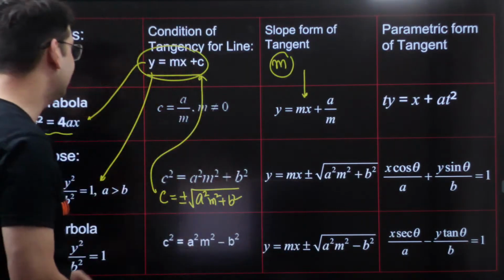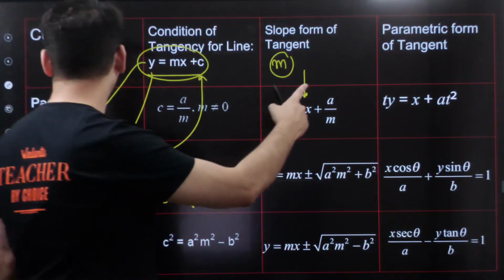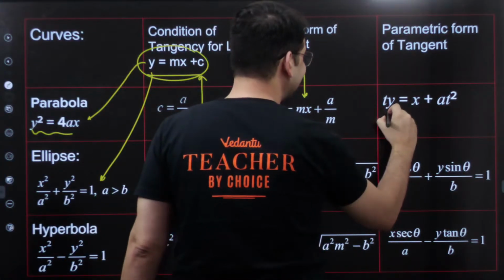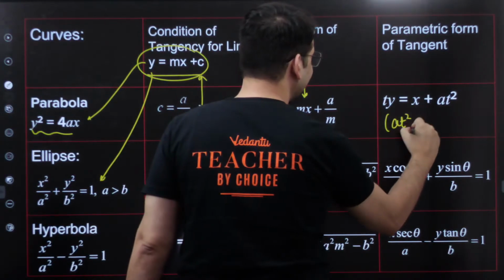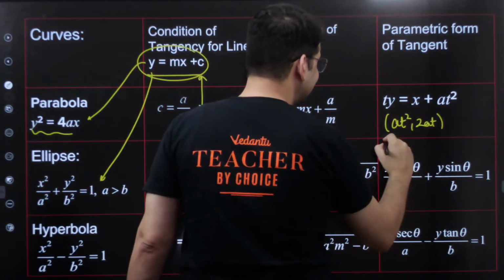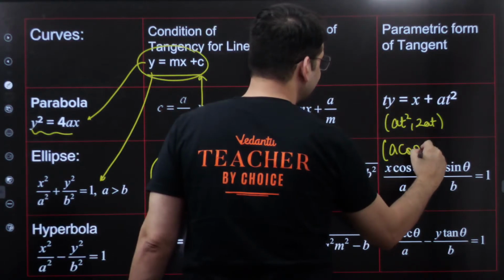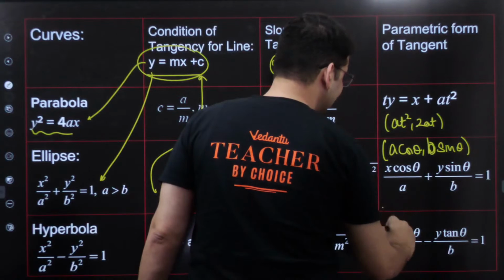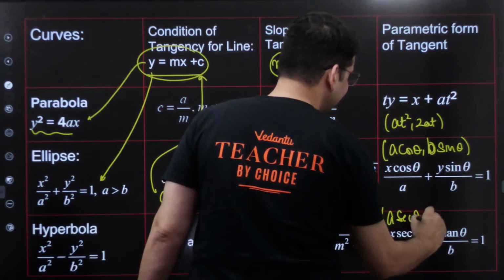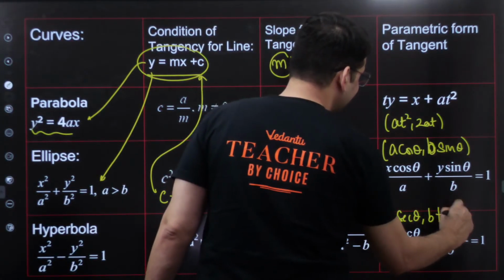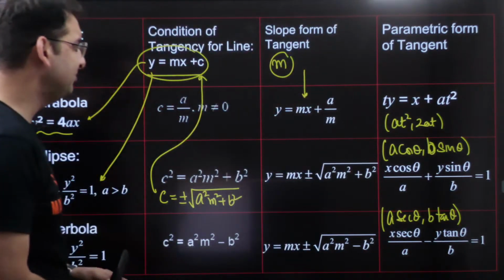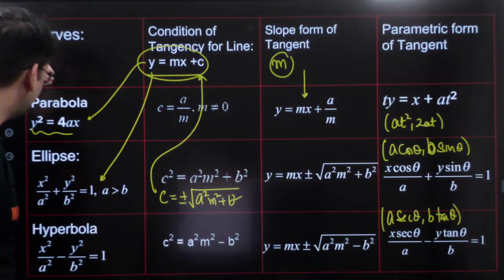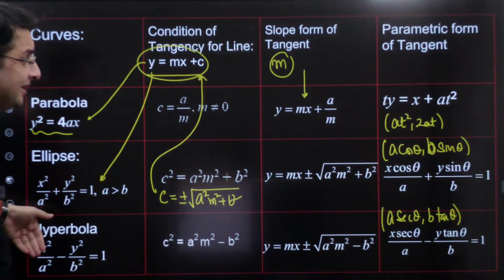it is y equals mx plus minus root of a square m square minus b square. Very important. If we talk about the parametric form of the tangent, now parametric points in case of y square equals 4ax is at square comma 2at. In case of ellipse it is a cos theta, b sin theta. In case of hyperbola, it is a secant theta, b tan theta. These are the parametric points of the parabola, ellipse, hyperbola respectively, right?